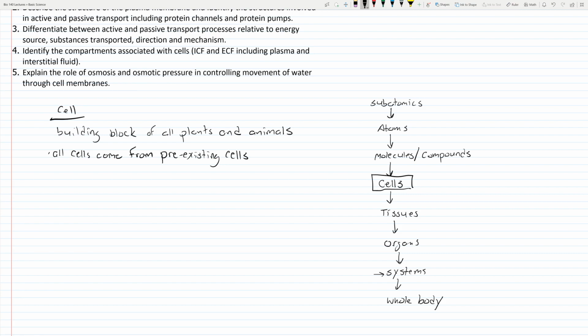Of note, cells are the smallest units that can perform the functions of daily living, or the vital functions. They are the smallest unit that can perform the vital functions. And the vital functions are basically digestion, respiration, excretion, and reproduction.